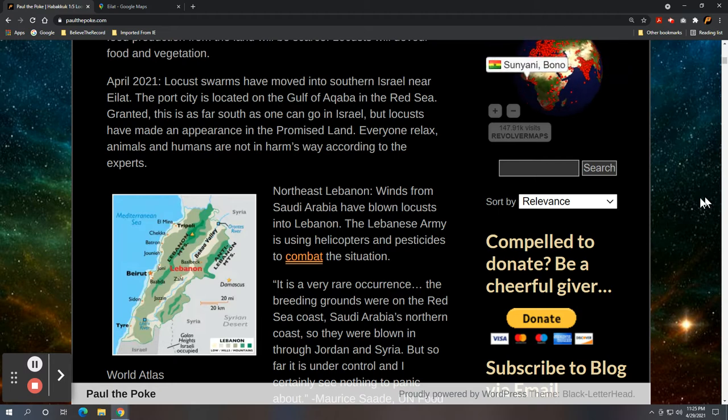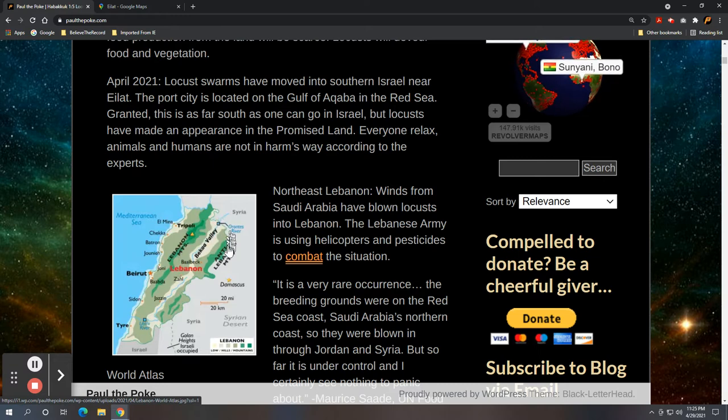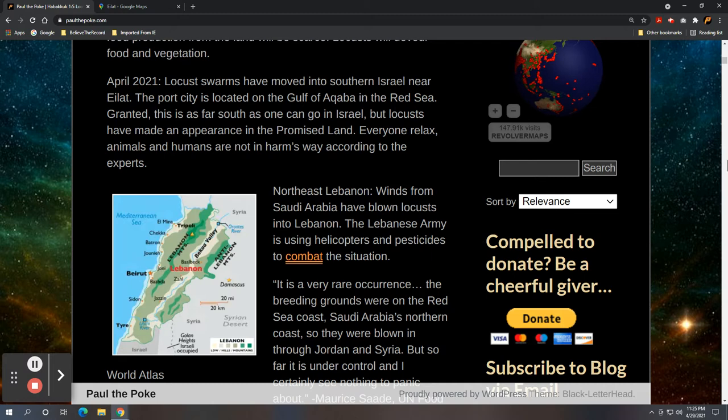Northeast Lebanon, here's a map of Lebanon over here on the left side of the page, and we're looking at the area in and around the Bekaa Valley, or Baalbek, in the northeast region of what is modern-day Lebanon. Winds from Saudi Arabia have blown locusts into Lebanon. The Lebanese army is using helicopters and pesticides to combat the situation.